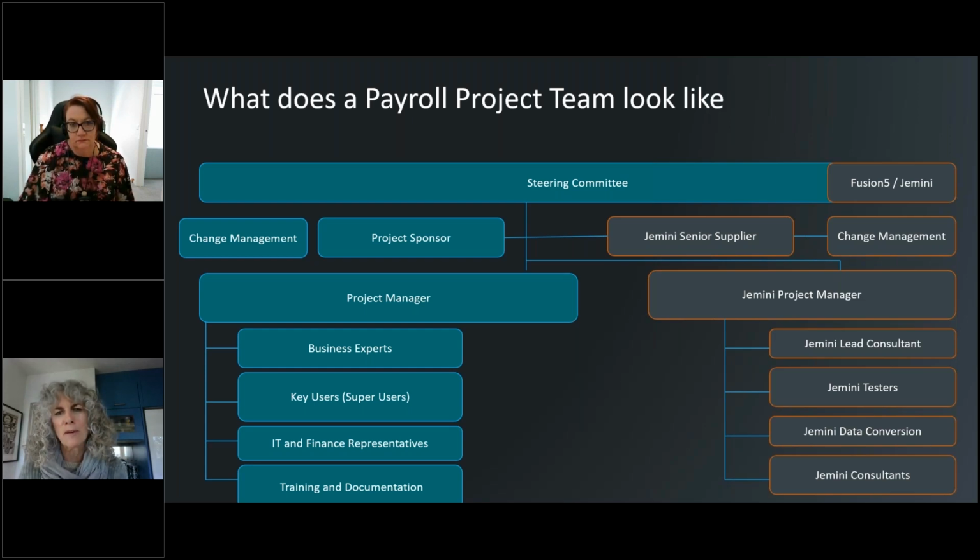So great point, Vicky. This is just an example of what a payroll project team could look like. Now, there's variations of this, and obviously we're using this from our perspective in some recent projects. It is a best of breed approach that Fusion 5 uses across all their applications. So at the top, you've got your steering committee. Those are the key executives that are invested in the project and often have to report at a board level or executive level on the success of the project.